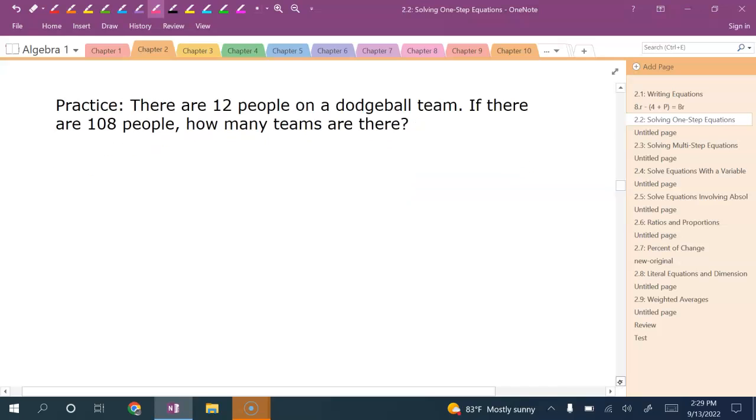Okay, so take a minute and try to do that practice problem. So there's 12 people on a team, and I don't know how many teams, so I'm using T for teams there. I know there's 108 people total. To solve this, I would have divided both sides by 12. And I would have gotten 9. So there were 9 teams that were able to be created.